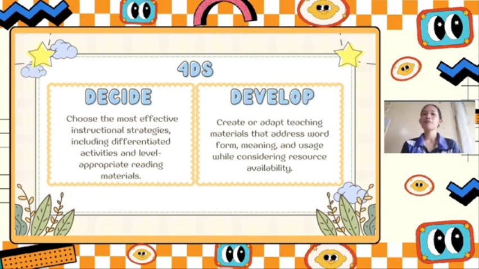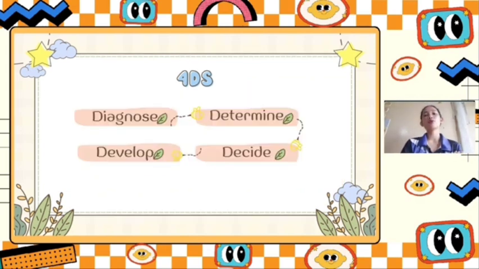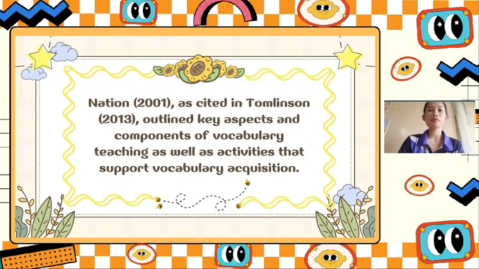So, in summary, the 4Ds: diagnose, determine, decide, and develop provide a structured approach to teaching vocabulary. So, similarly, Nation 2001, as cited in Tomlinson 2013, outlines key aspects and components of vocabulary teaching as well as activities that support vocabulary acquisition.